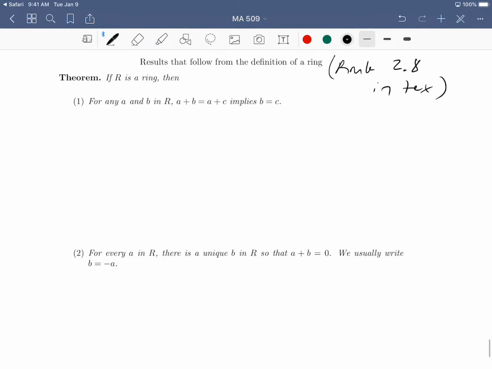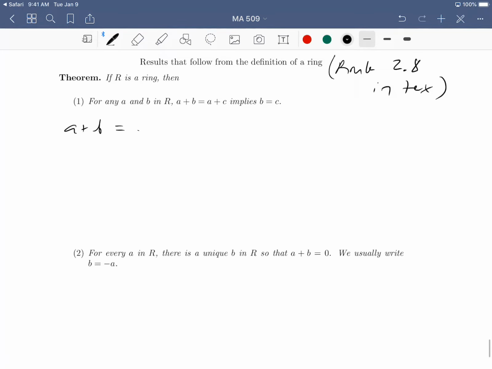So the first one is this kind of cancellation of a's on both sides of this equation. If I have a plus b equals a plus c, then I can conclude that b equals c. This is certainly something we do all the time. This is why we can do algebra, right? Subtract a from both sides. So if I want to see that this follows from the definition of a ring, I need to use only those pieces of the definition.